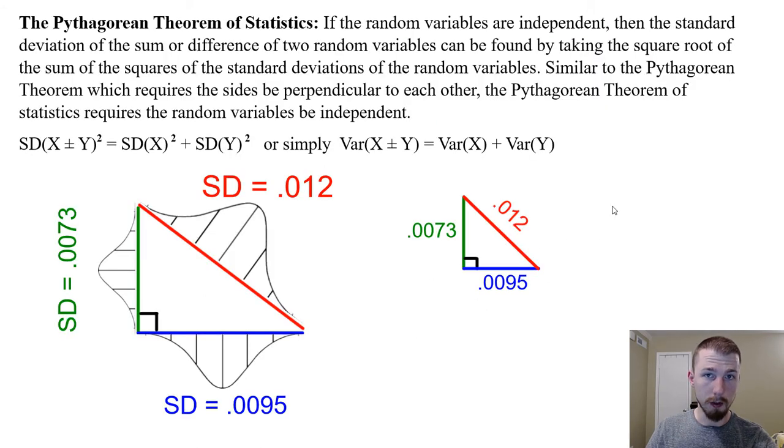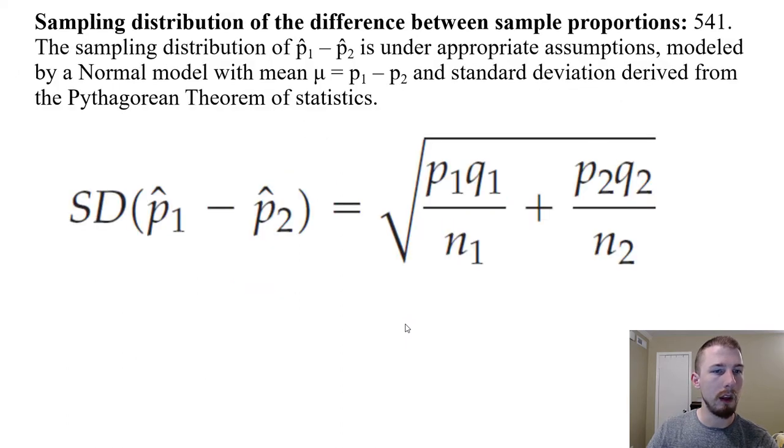The main thing that you need to remember from this is we're using the Pythagorean Theorem of statistics. So whenever we are adding random variables, if they're independent, we add the variation of the two. So the variation of the sum, or the difference between two random events or two proportions, in this case sample proportions, is going to be the sum of the variation of the two. Or if we're dealing with standard deviation, we have to do the Pythagorean Theorem of statistics. All right, so that's what we need to remember for the new stuff today.